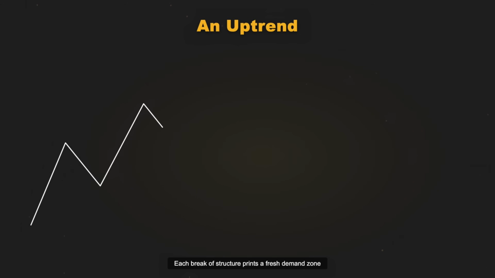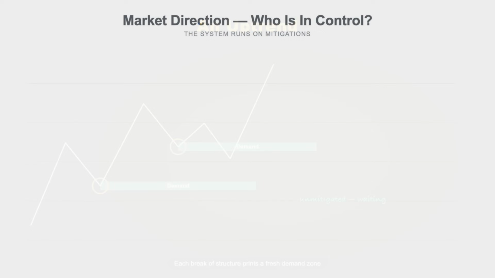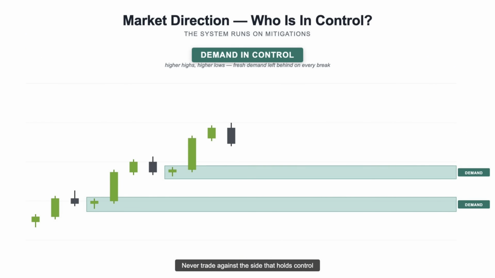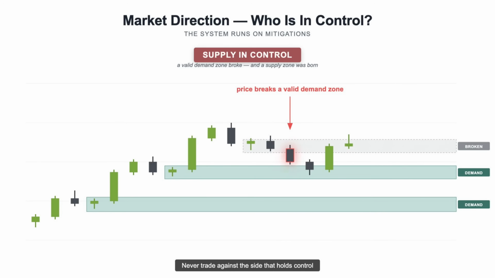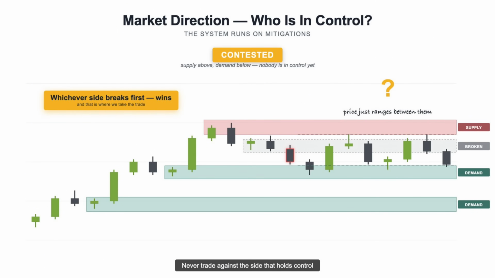Higher highs, higher lows. Every time price breaks structure upward and leaves an inefficiency behind, a fresh demand zone is created. Those zones sit there unmitigated, waiting. Each one is a potential place to join the trend. Now price breaks below a valid demand zone. Two things happen at once. Supply has taken control, and a new supply zone has just been born. Price works lower, printing new supply zones as it goes, until it reaches the next unmitigated demand zone.